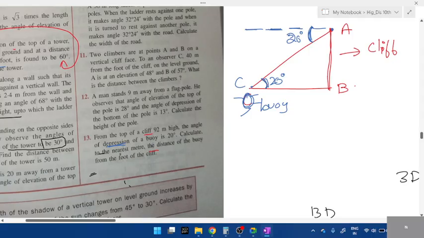Next. Calculate to the nearest meter the distance of the buoy from the foot of the cliff. Which is the distance of the buoy? Yes, distance from the foot of the cliff. Which is the foot of the cliff? B, right? So distance meaning what we need to find? BC, or CB. Simple concept. Use tan 20. What is tan 20? AB is 92. 92 divided by BC. That is the distance, right?